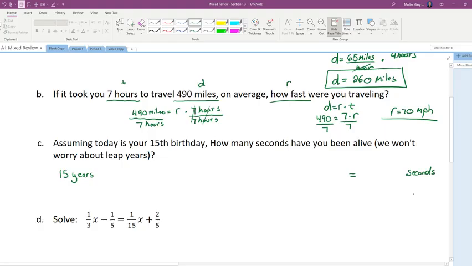So I know that in 1 year, and I want years to cancel, so this fraction I'm about to write, I'm going to write year in the bottom. And I know a number of days in a year. And we're going to forget leap years, so we're just going to be consistent. So there are 365 days in 1 year.